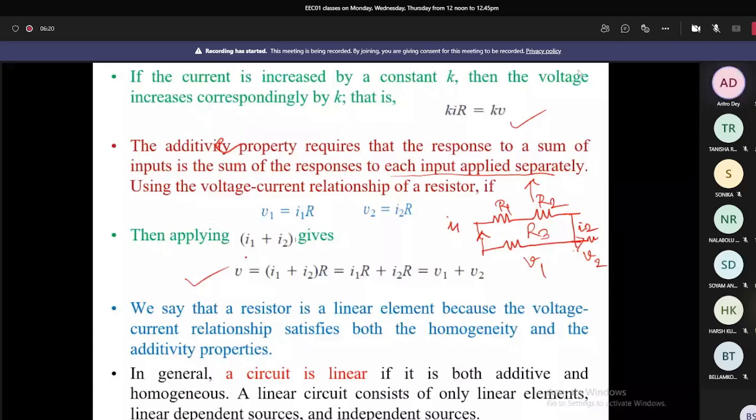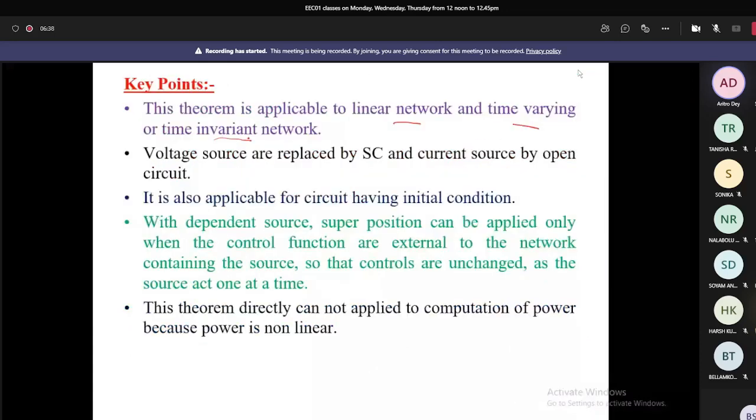So what are the key points? It is applicable for a linear, time-varying or time-invariant network. Time varying means, say, your resistance is changing with time or with some parameter such as temperature, because you know that resistance may have a temperature coefficient. So whenever such things are there, you can still apply it for that particular temperature or for that particular time. It is applicable.